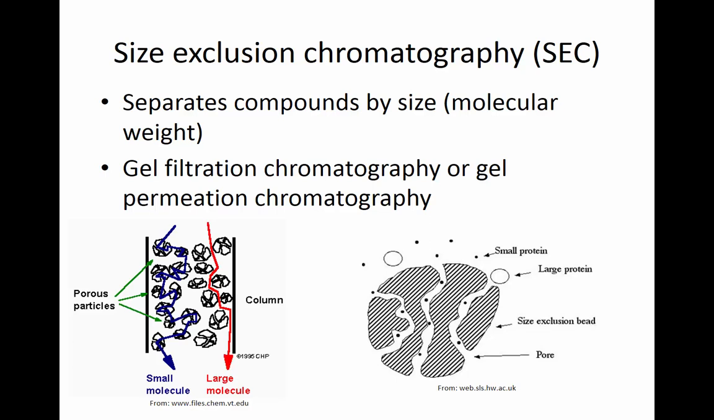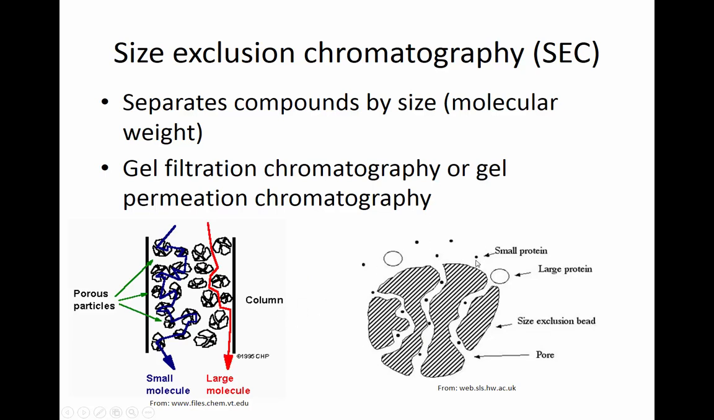But what we're going to do today is size exclusion chromatography, or SEC. And that separates compounds by size or molecular weight, typically. It can also be called gel filtration chromatography, or gel permeation chromatography. Essentially, we let a mixture of molecules, some small, some large, loose on a column that has porous polymer beads in it.